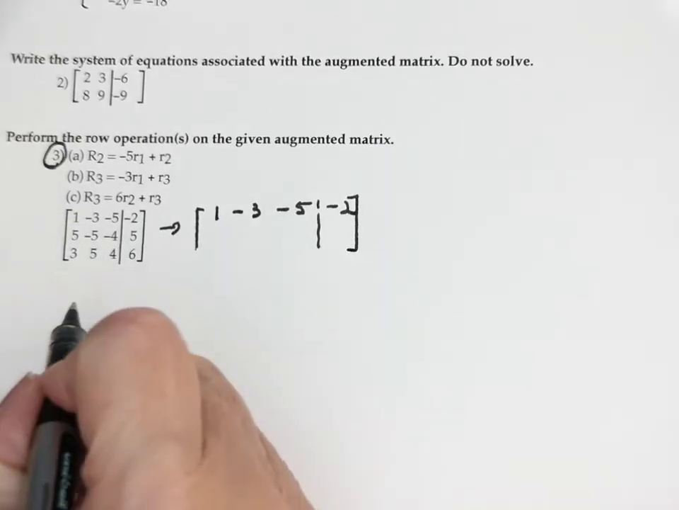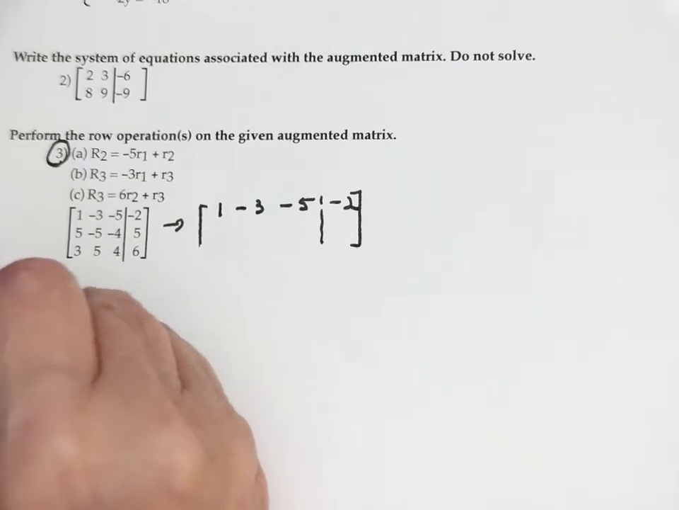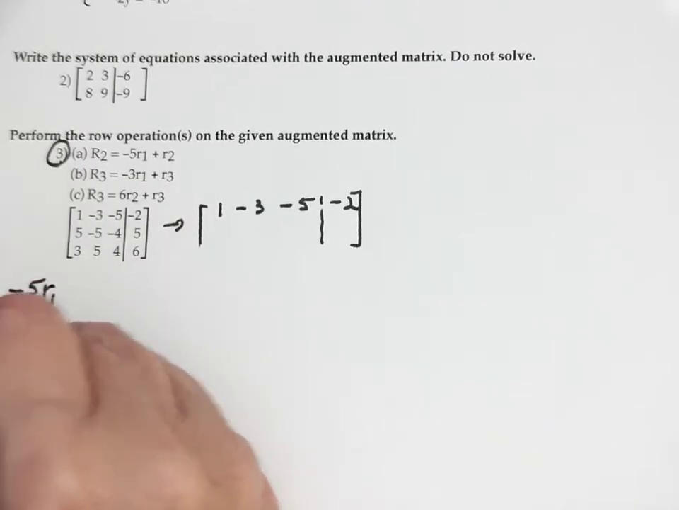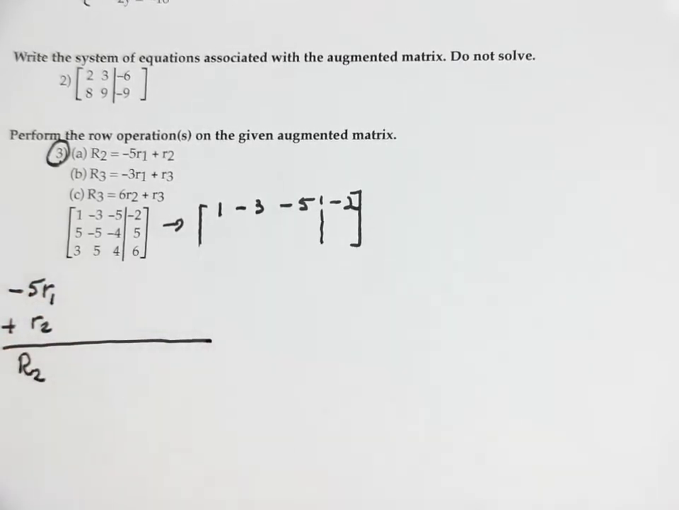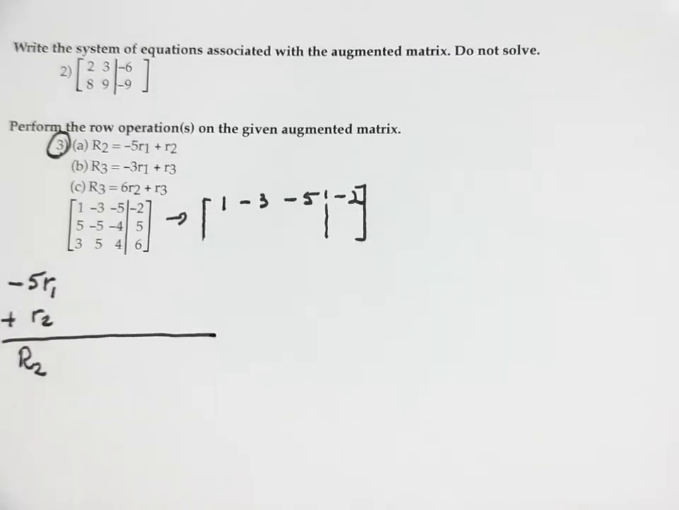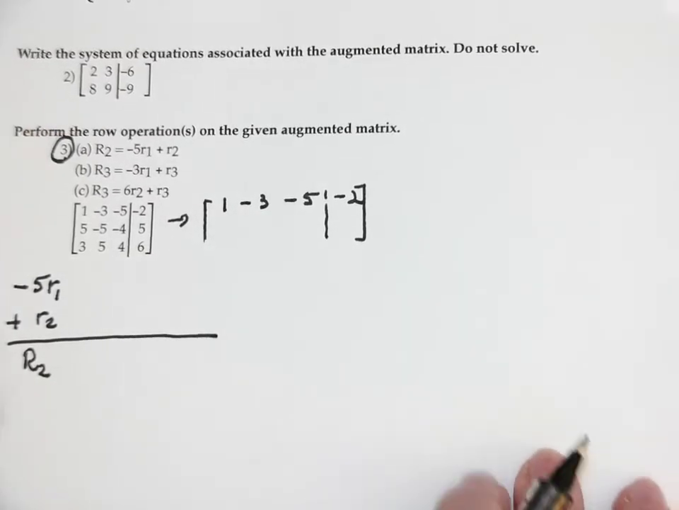Then it says create a new row 2 by taking -5 multiplied times row 1, adding it to row 2. That's going to give me a brand new row 2. So all of this is saying, can you perform these operations? That's all this says. Has nothing to do with solving, just perform the operations.